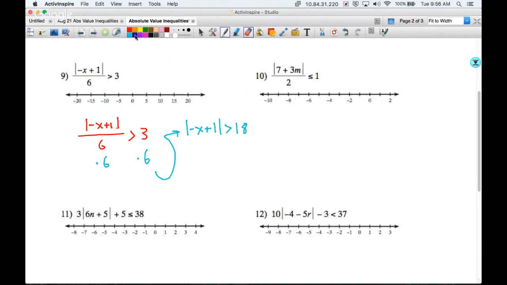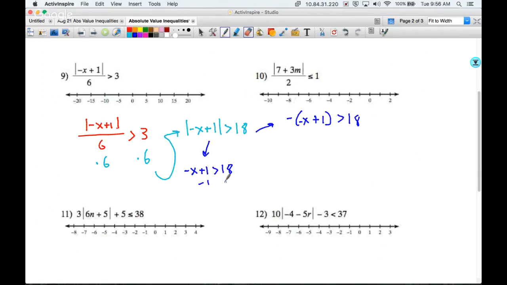Now I can split it into the two scenarios. First scenario, the brackets are just dropped. They just disappear. Second scenario, they are replaced with the negative parentheses. Negative parentheses, and then inside there's still the -x plus 1. It could get a little confusing. Greater than 18.